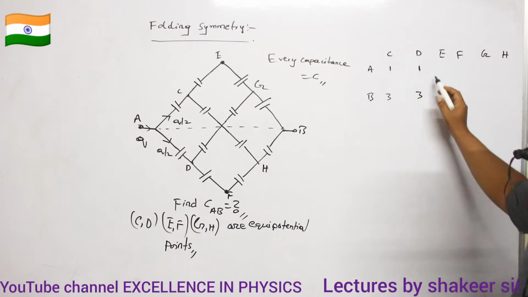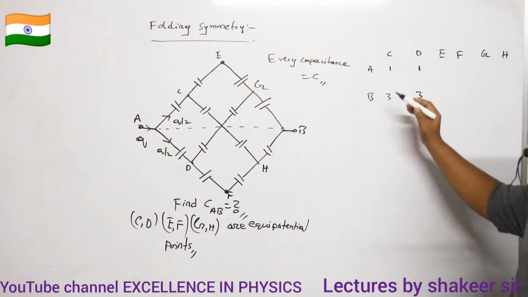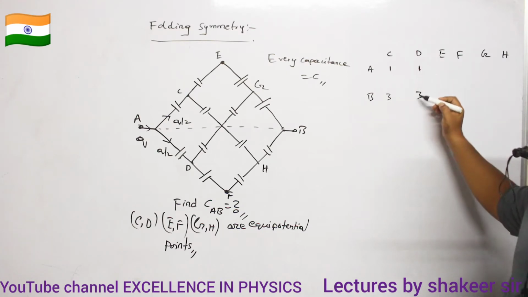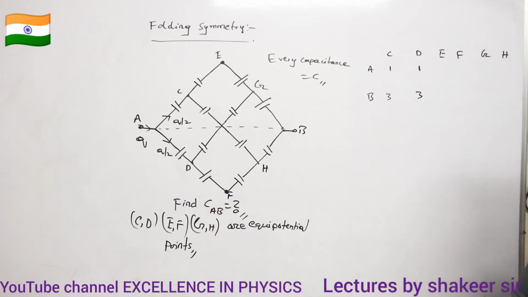So these two points, definitely I can say they are equipotential points. Are you able to understand, ma? So A and B, 1, 3, 1, 3. If I get this kind of arrangement, definitely I can say C and D are equipotential points. Clear? Next you go for E and F.